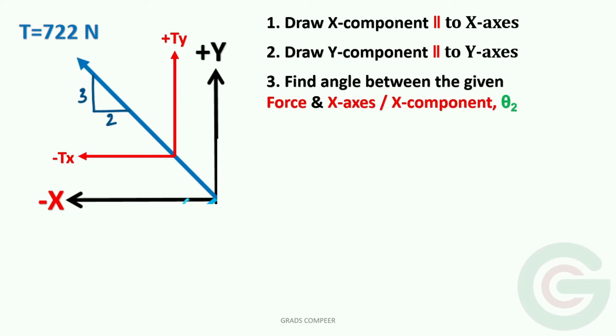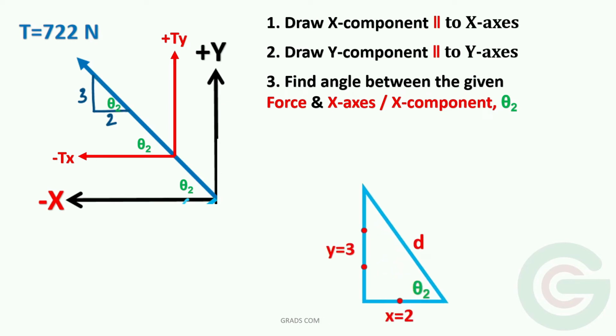Now here the angle between the force and its x component is not given. Let that angle be theta 2. The angle is not given but the slope of the force is given as 2 horizontal and 3 vertical. If we consider that slope triangle where x is 2 units and y is 3 units and the length of the hypotenuse is d. From this slope triangle we can find the angle theta 2 by taking tan theta.